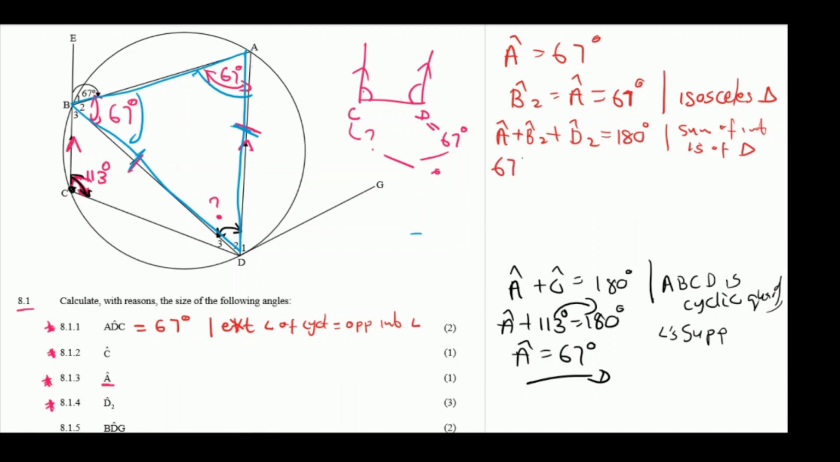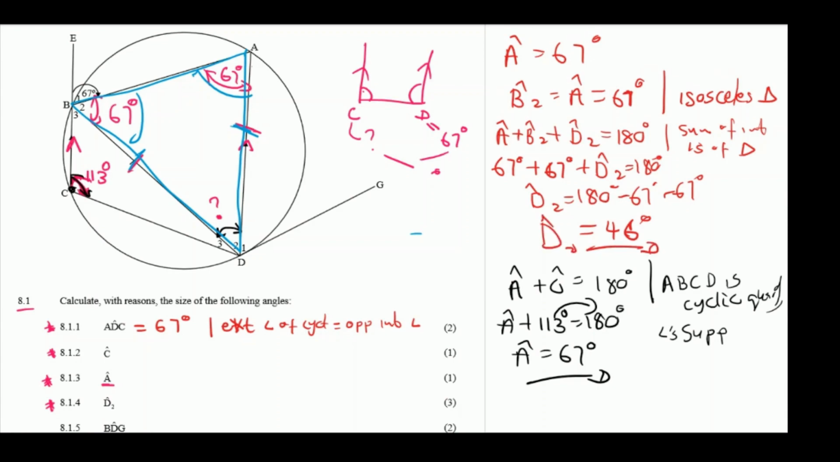Angle A we know it's 67 degrees, plus angle B we know it's 67 degrees too, plus D2 is equal to 180 degrees. So D2 equals 180 degrees minus 67 degrees minus 67 degrees. So the final answer for D2 should be 46 degrees. So this is the answer for angle D2.